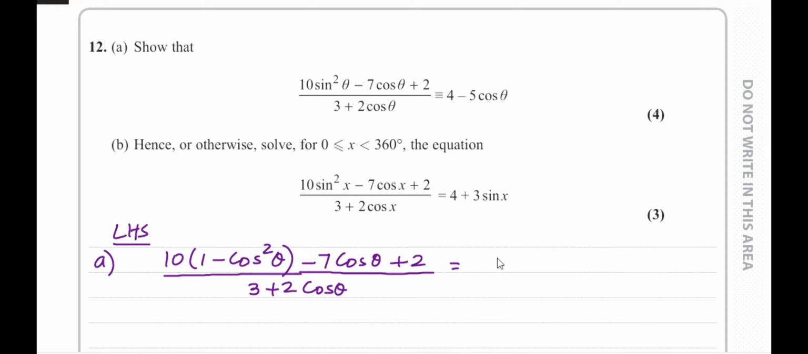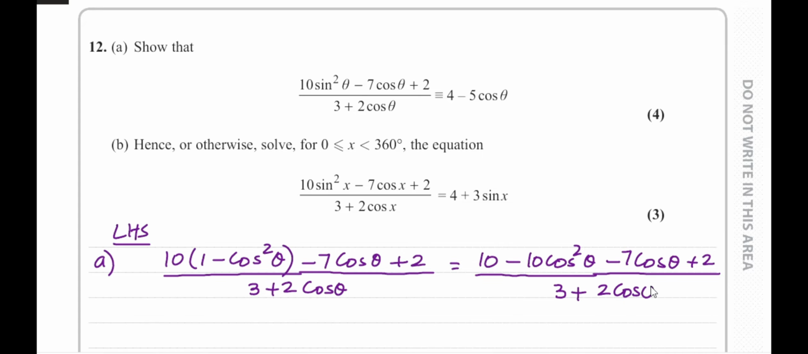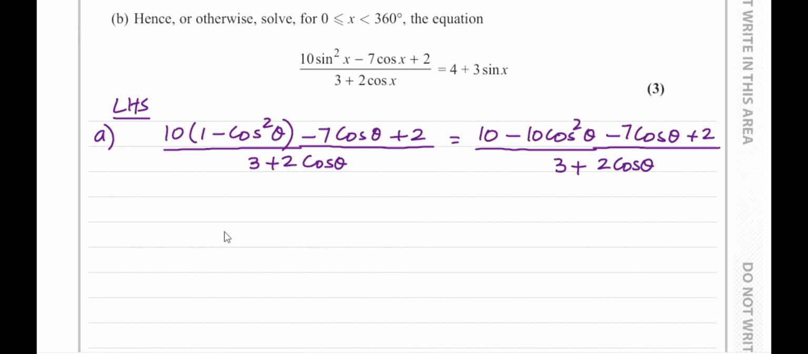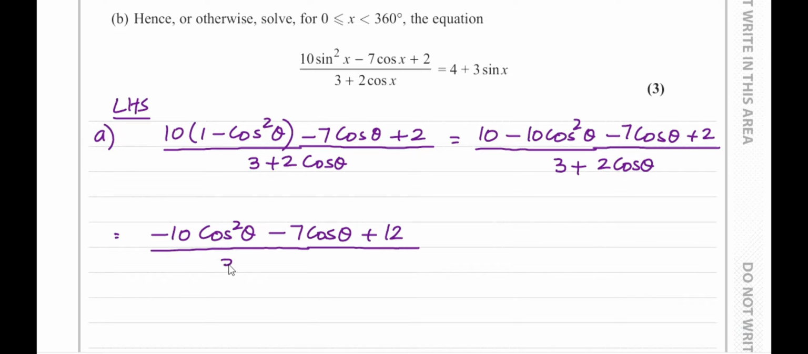So this is equal to 10 minus 10 cos square theta minus 7 cos theta plus 2 all over 3 plus 2 cos theta. Rewriting this, minus 10 cos square theta minus 7 cos theta plus 12 over 3 plus 2 cos theta.